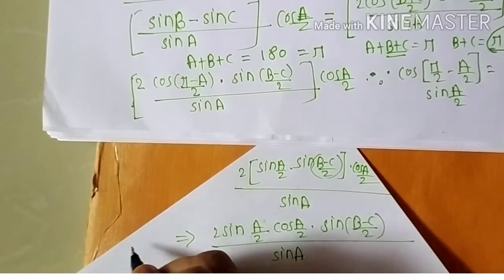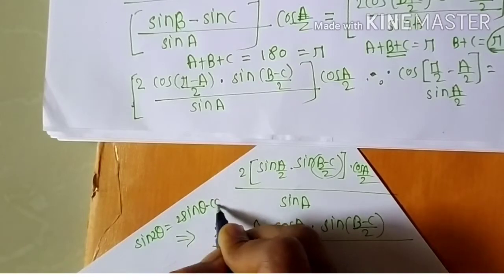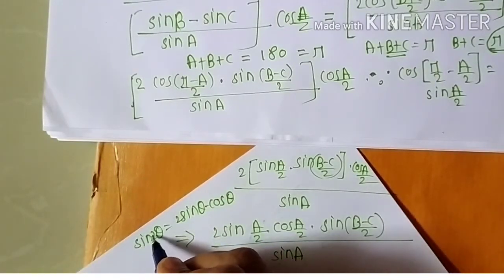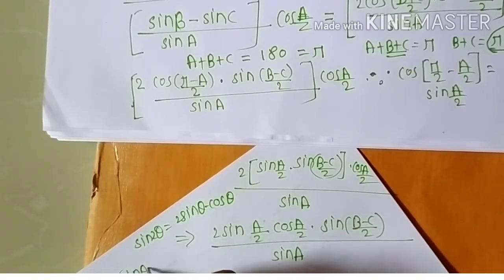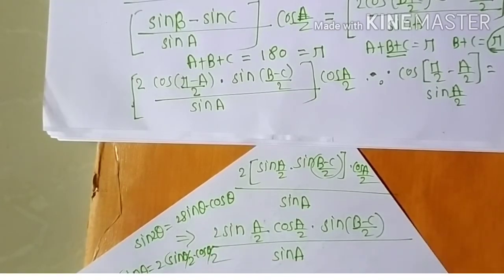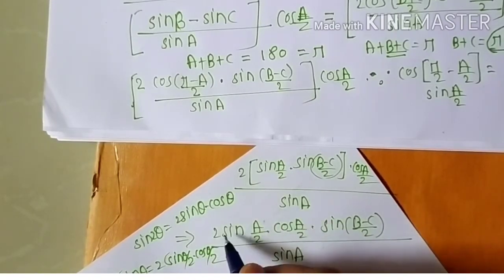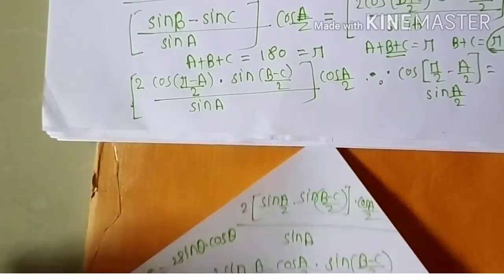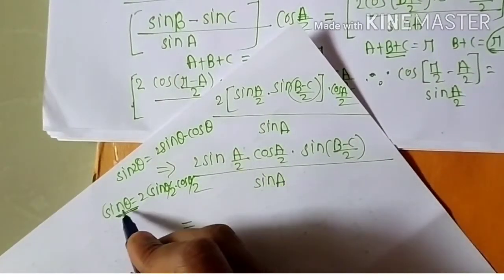Then we know that sin 2 theta is 2 times sin theta into cos theta. But if there is a half angle, that is only theta in place of 2 theta, you have to divide by 2. That means sin theta is 2 times sin theta by 2 into cos theta by 2. So 2 times sin a by 2 into cos a by 2, with a in place of theta, is equal to sin a.